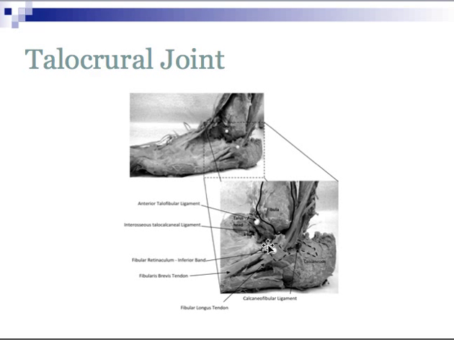a lateral ankle sprain. And what the fibula retinaculum does is it holds the fibular tendons as they course around the lateral malleolus: the brevis, which inserts into the base of the fifth, and the longus, which courses under the foot and attaches medially at the base of the first metatarsal. It holds them against the calcaneus bones so they don't slip and bowstring.